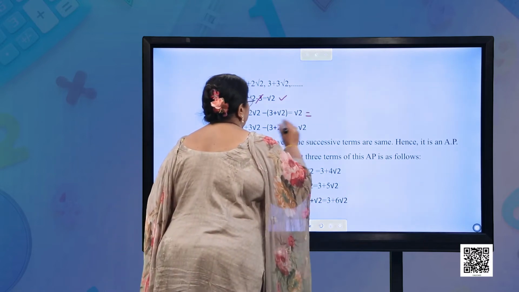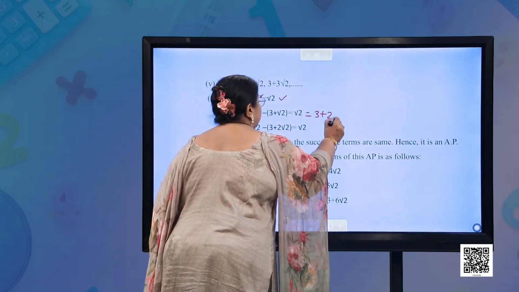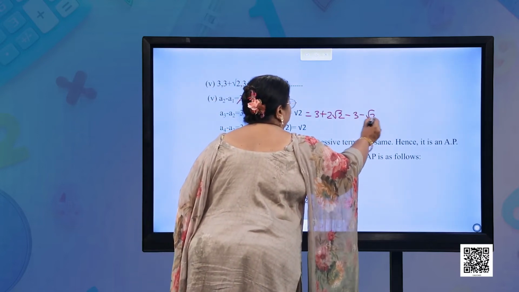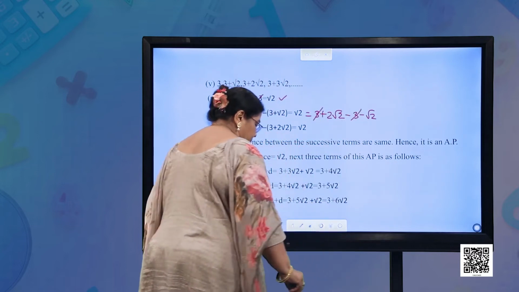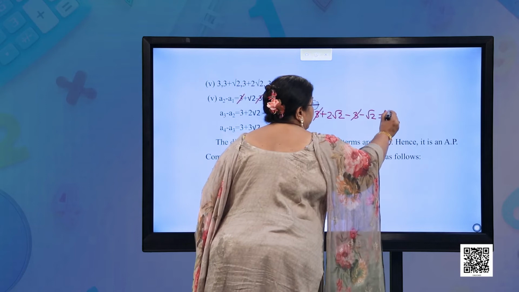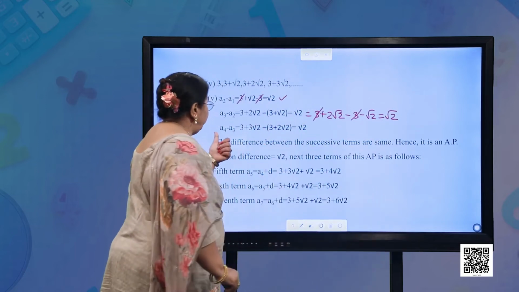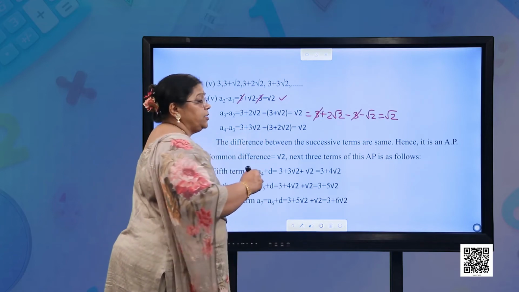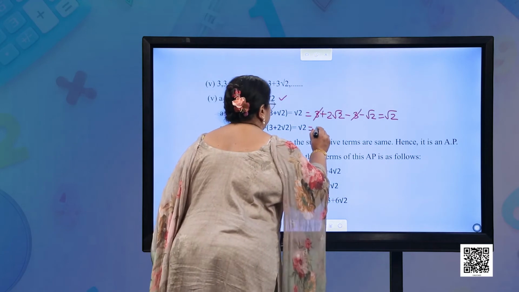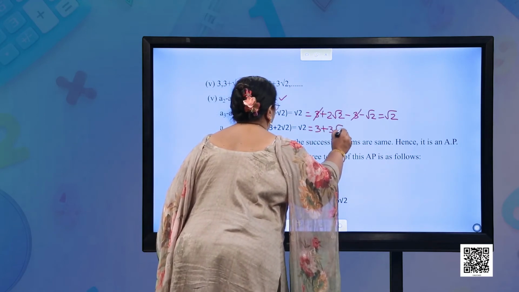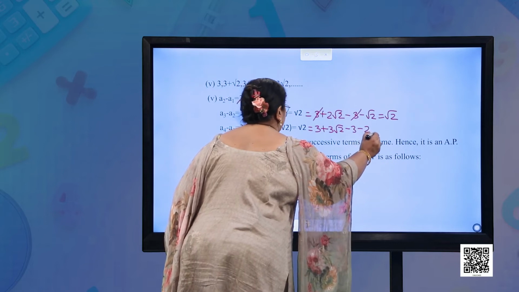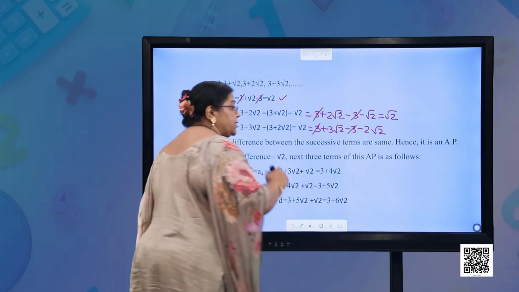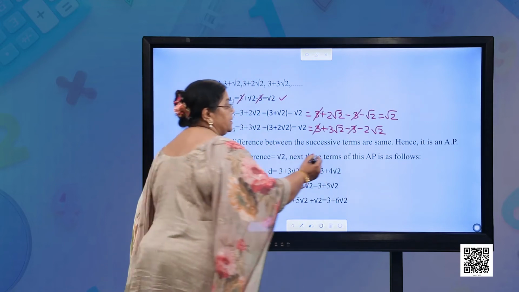Look here, when we open the brackets, we have 3 plus 2 square root 2 minus 3 minus square root 2. 3 minus 3 gets cancelled. What is 2 square root 2 minus root 2? It is square root 2. Now, A4 minus A3, we can calculate 3 plus 3 root 2 minus 3 plus 2 root 2 as 3 plus 3 square root 2 minus 3 minus 2 square root 2. Look here, 3 and minus 3 will get cancelled. What is 3 square root 2 minus 2 square root 2? It is square root 2.